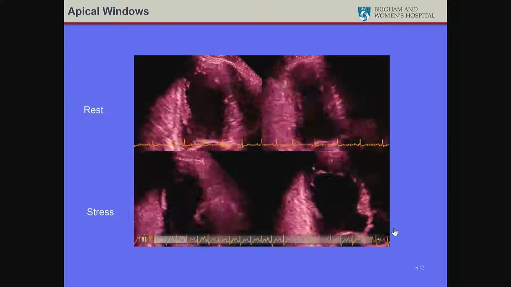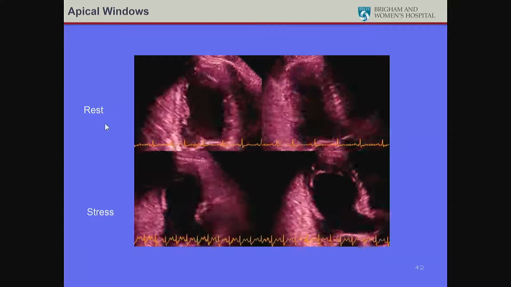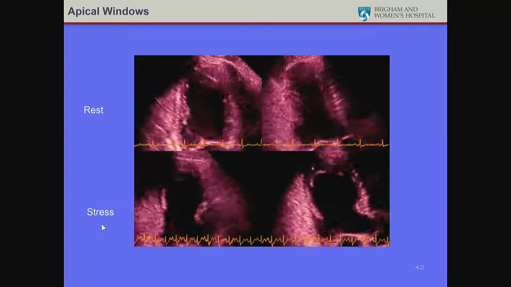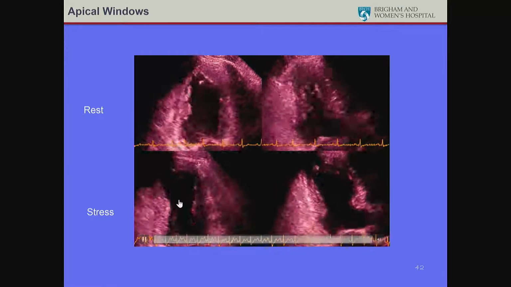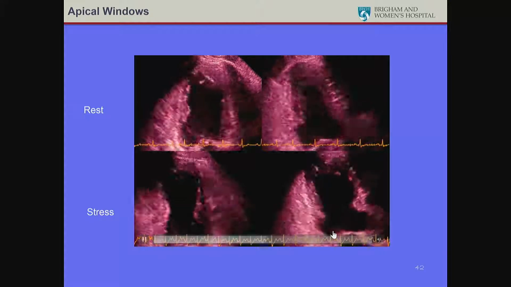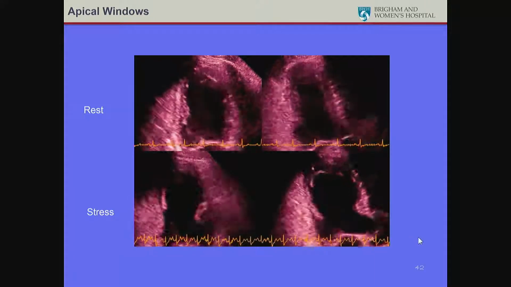So here we have stress echo images of the apical views, both at rest on top and with stress on the bottom. So on top we have an apical 4 chamber view at rest and an apical 4 chamber view post-exercise. We have an apical 3 chamber view at rest and an apical 3 chamber view post-exercise.